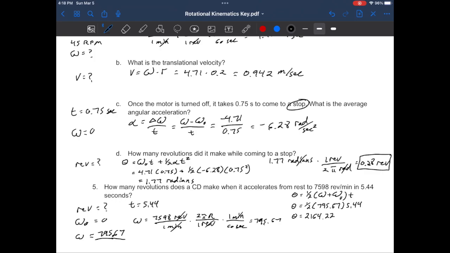2,164.22 radians. We haven't answered the question yet. We're just on our path in order to solve this. So now we need to take the 2164.22 radians and we're going to multiply that by 1 revolution over 2 pi radians. The radians will cancel out, and we're going to be left with units of revolution.